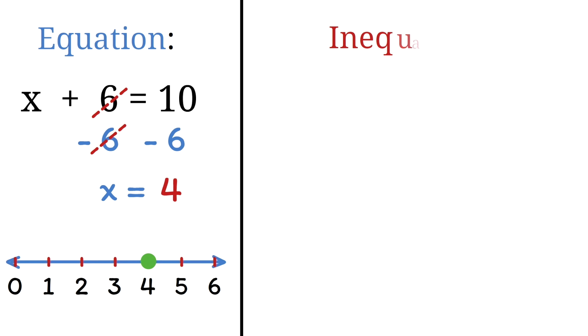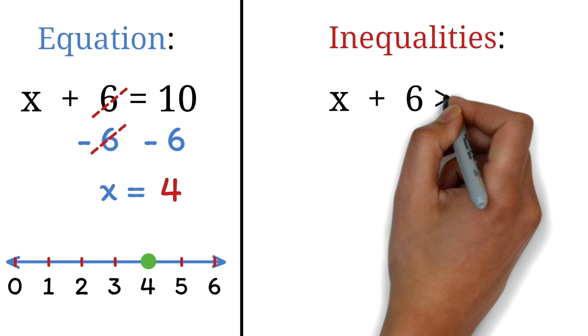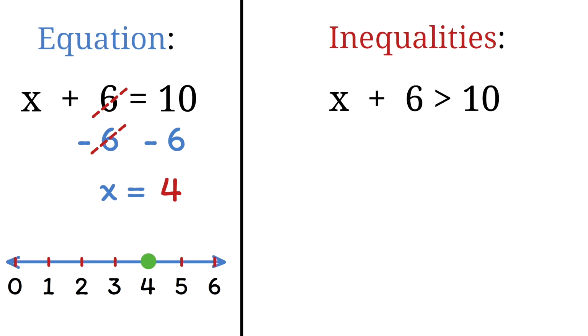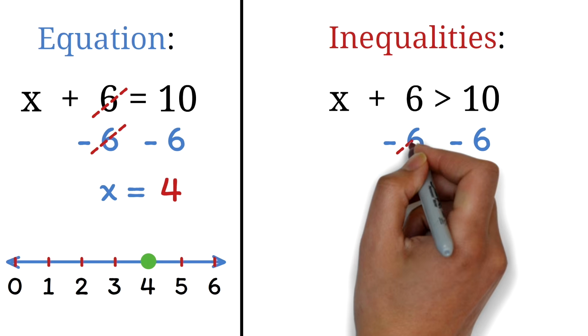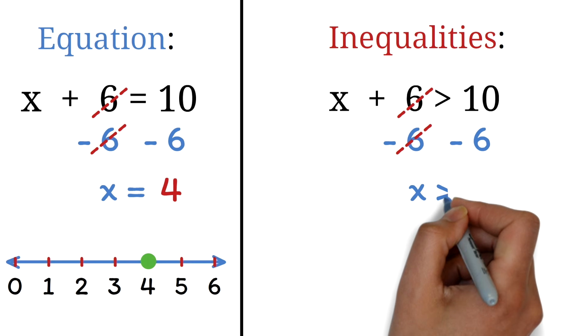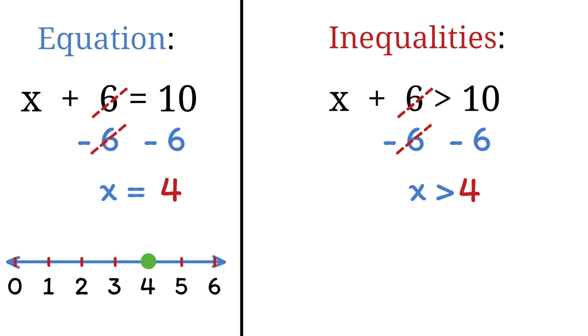Now, for an inequality, let's change the expression to x plus 6 is greater than 10. Just like we did with the equation, we subtract 6 from both sides. This gives us x is greater than 4. Remember what we said earlier. Inequalities don't give just one answer. They give a range of values.